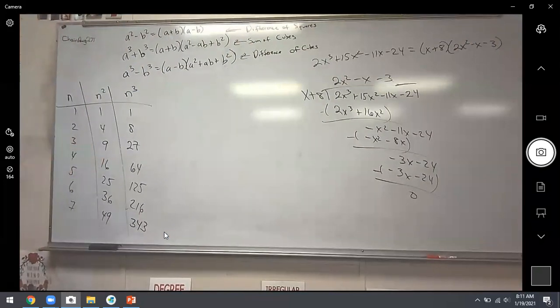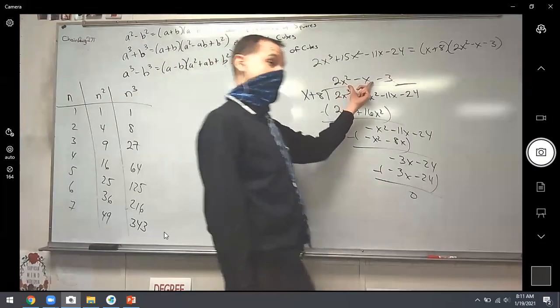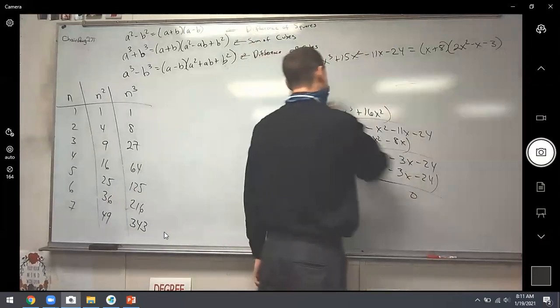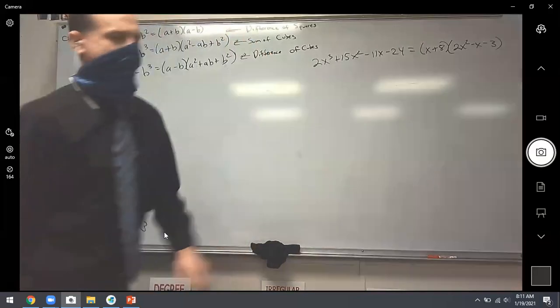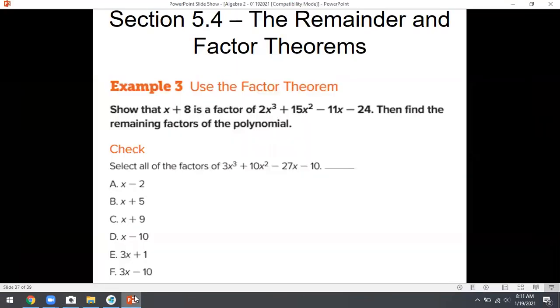Had we known x plus 8 goes into this, then I could do some long division, and I could figure out the other stuff that goes into it. And of course, we could try to factor it from there and solve it additionally. I don't know if that does factor. What do the directions say? It says solve. Nope, that's all I had to do.